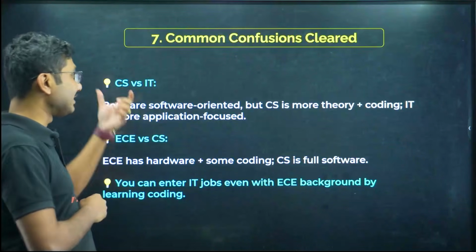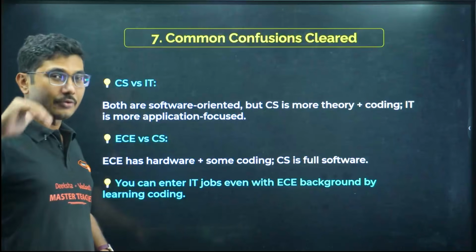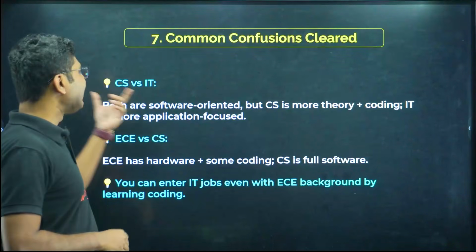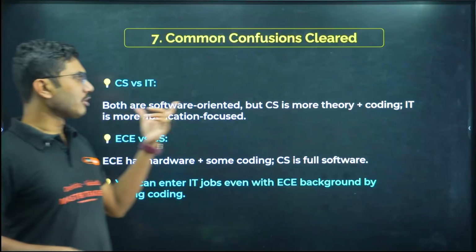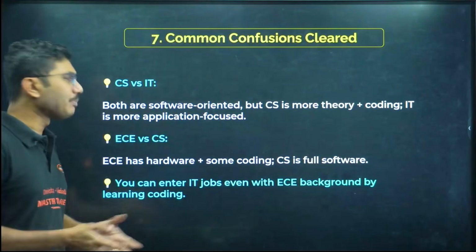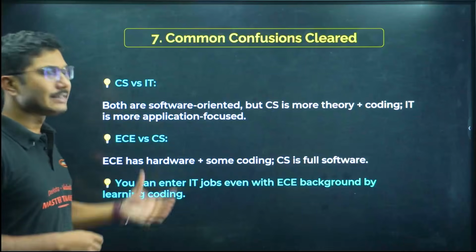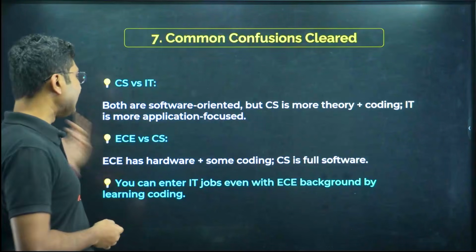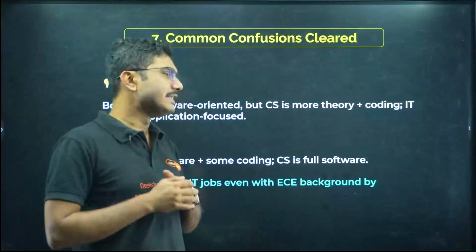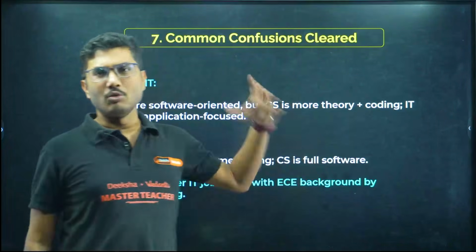Now let us see some of the common questions, or we say confusion, that you have in your mind. CS versus IT: both are software oriented, but CS is more theory plus coding, IT is more application focused, and IT is also mathematics heavy. ECE versus CS: ECE is hardware and some easy level of coding, CS is mostly software.